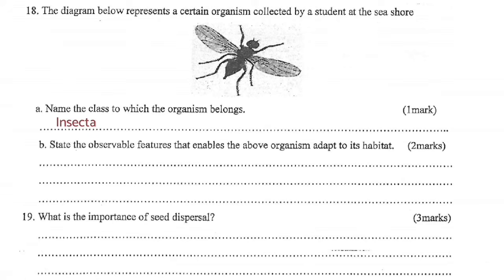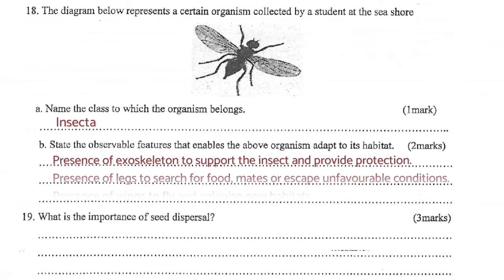B, state the observable features that enable the above organism to adapt to its habitat. Number 1, presence of the exoskeleton to support the insect above ground and also for protection against predators. Presence of legs, it has 3 pairs of legs to search for food, escape unfavorable conditions. And it also has wings that enable it to fly and colonize new habitats. In fact, Insecta is the class that is the most successful of all. We have more insects than any other class in the world.